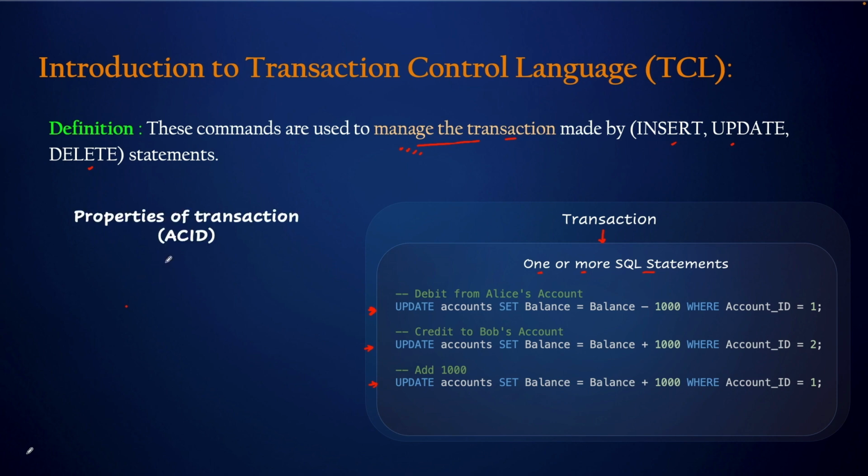Very first property is atomicity. A transaction is atomic. What does it mean? Either all the operations in this transaction will execute successfully or none of them. What does that mean? Let's imagine if these operations fail for some reason, then all the operations inside the transaction will not be executed.